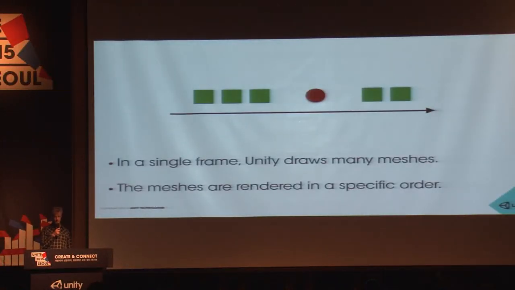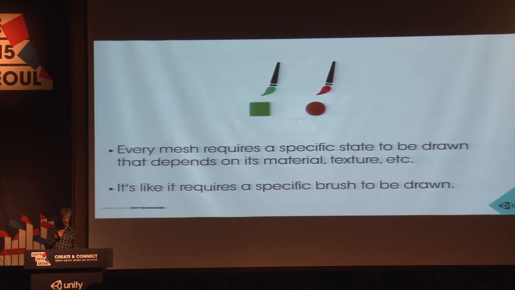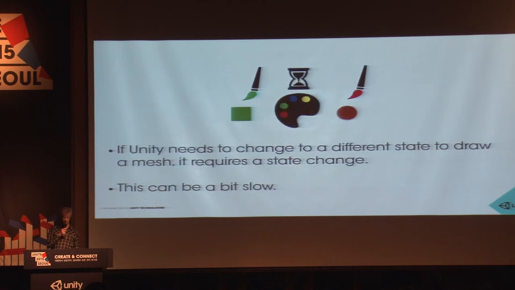In a single frame, in every frame, Unity draws many meshes, and the meshes are rendered in a specific order. Every mesh requires a specific state to be drawn that depends on its material, its texture, and other properties. It requires a specific brush to be drawn. If Unity needs to change to a different state in order to draw a mesh, it requires a state change. And this can be a little bit slow.